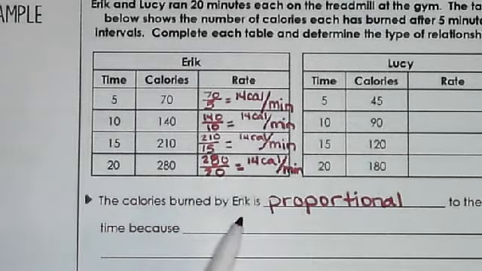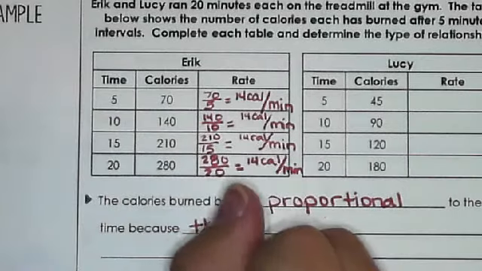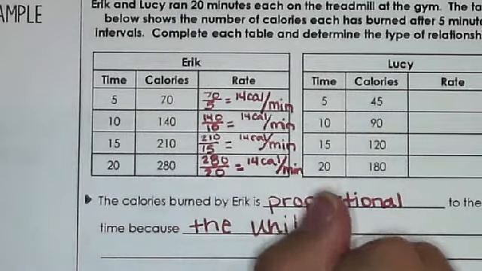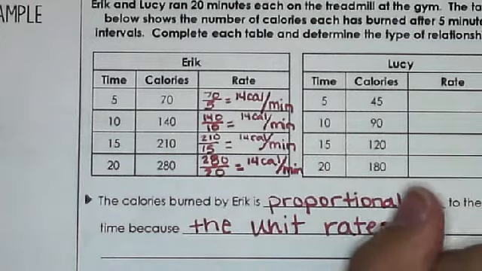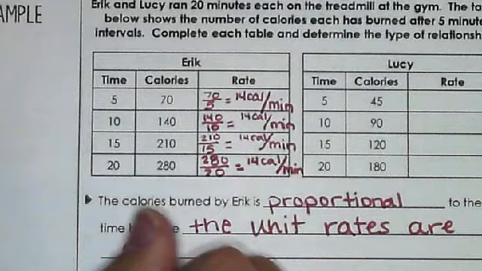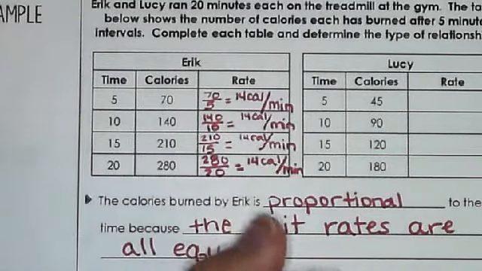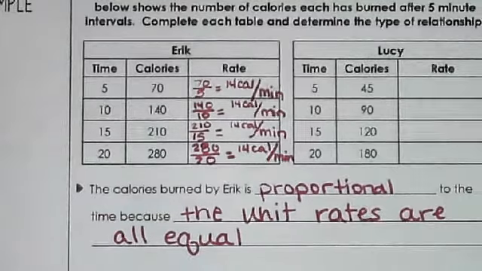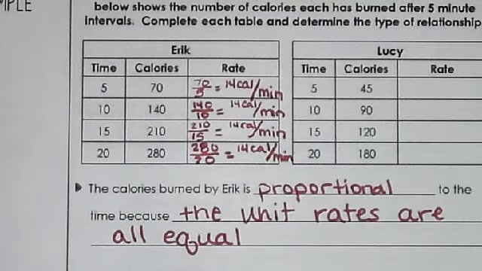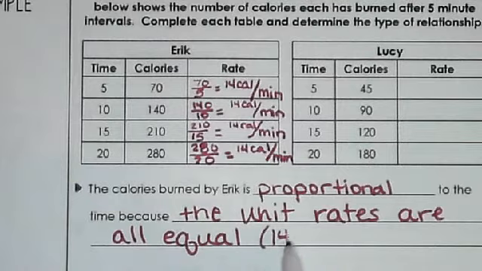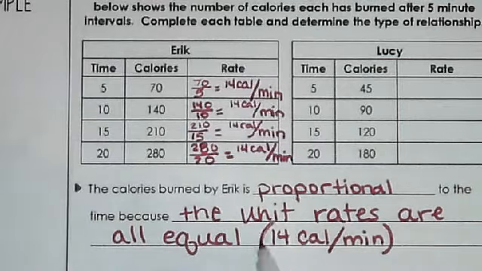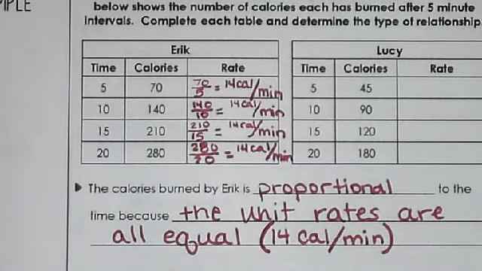The calories burned by Eric is proportional to the time because the unit rates are all equal. The unit rates are all equal. And you could put 14 calories per minute. They're all equal to that 14 calories per minute. So his calorie burn stayed consistent the entire time he worked out.